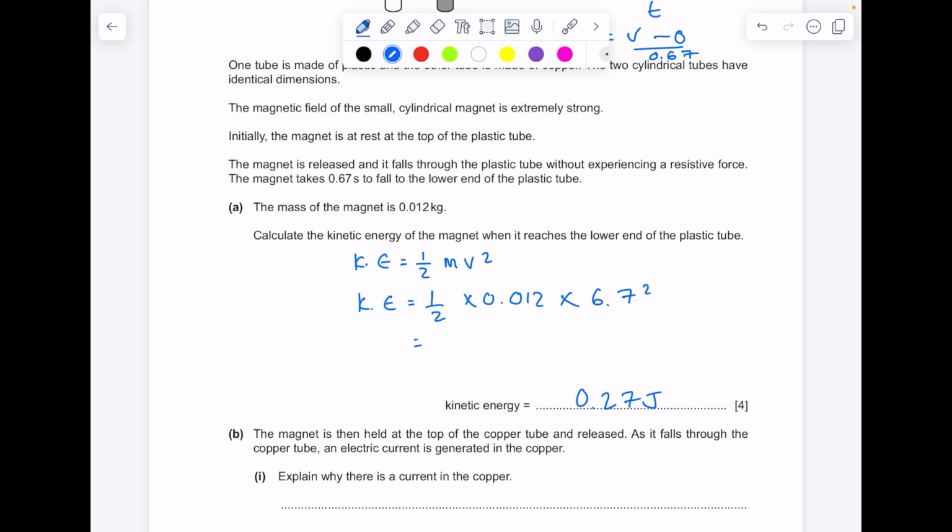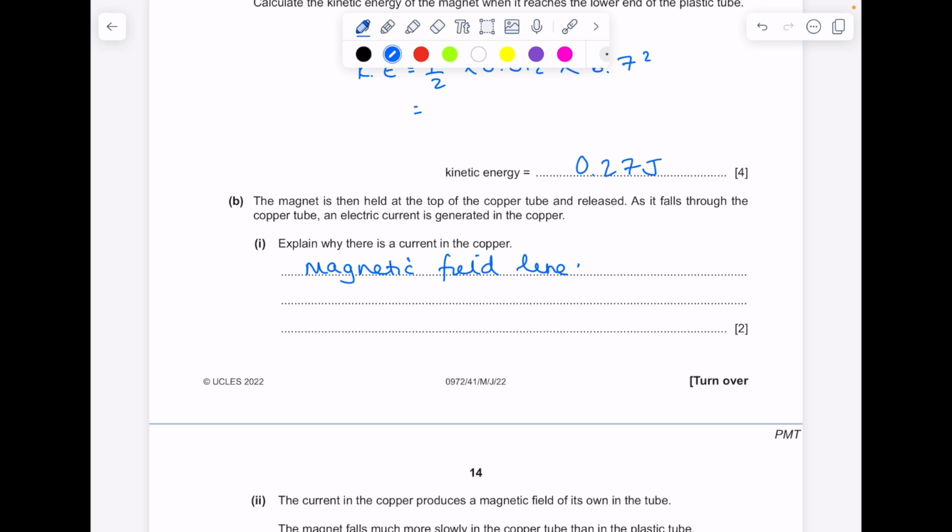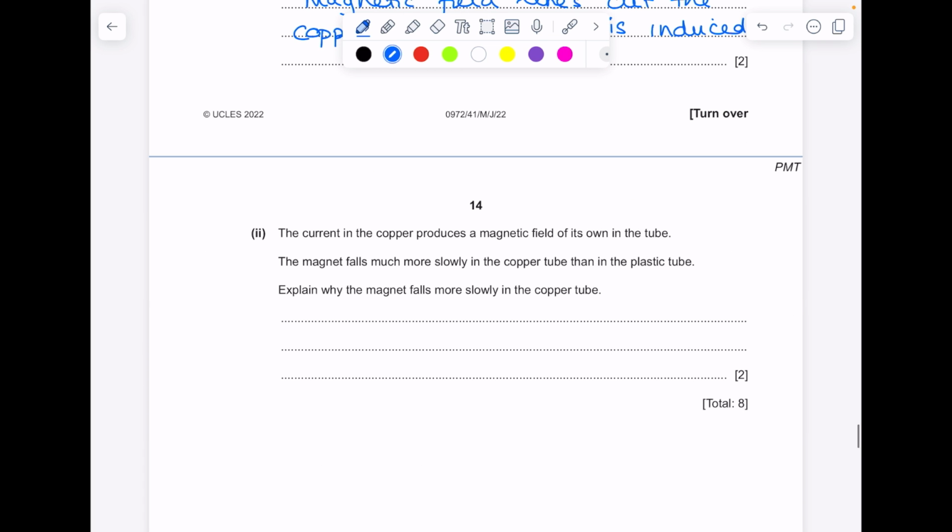The magnet is then held at the top of the copper tube and released. As it falls through the copper tube, an electric current is generated in the copper. Explain why there is a current in the copper. And that's because it's all to do with electromagnetic induction. The magnetic field lines cut the copper tube and the electromotive force is induced. The current in the copper produces a magnetic field of its own in the tube.